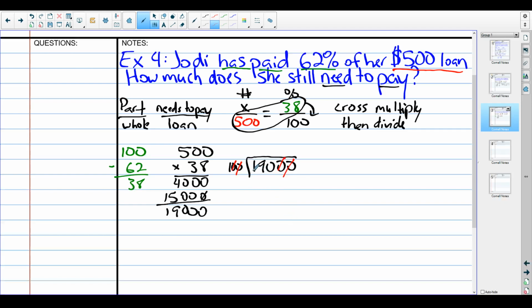Okay. So 190 divided by 1 is just 190. So how much does she have left to pay? She still has to pay $190.